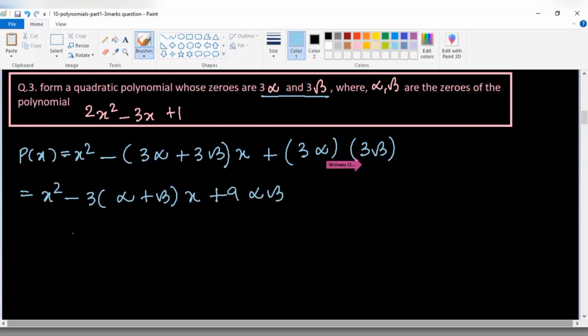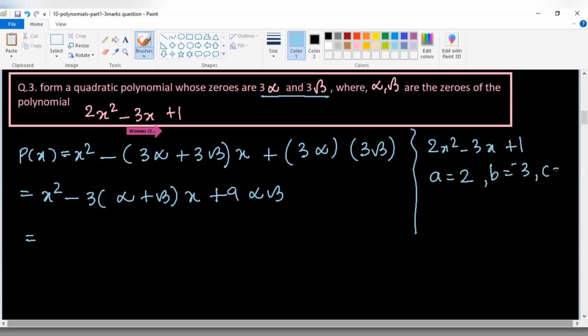9 alpha beta. So this is the required polynomial. Now, alpha beta are the zeros of this polynomial, that is 2x square minus 3x plus 1. Here in place of A, we have 2. In place of B, we have minus 3. And in place of C, we have 1. So alpha beta are the zeros of this polynomial.